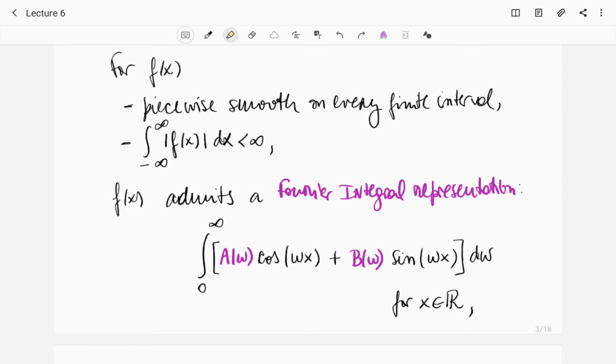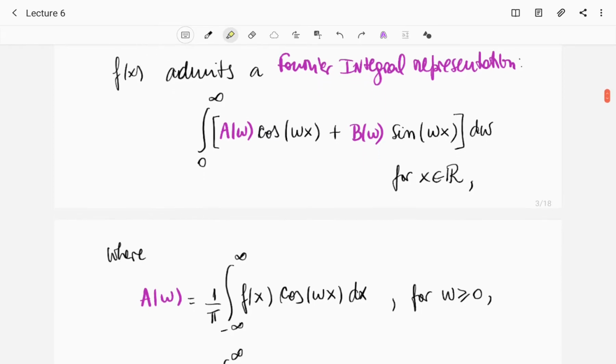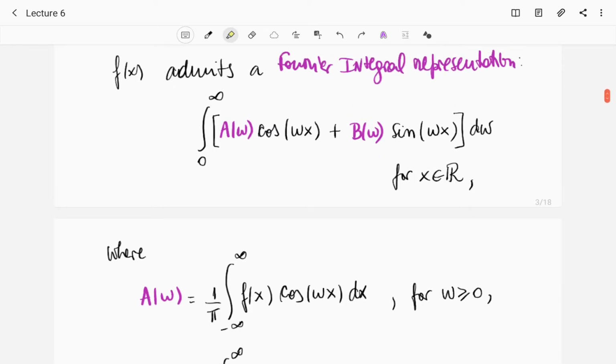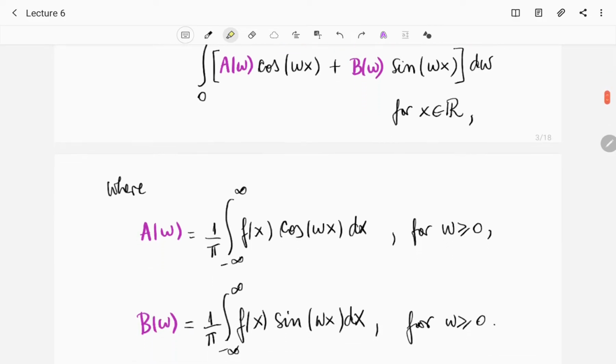We are not going to give a lot of details because it won't be important for you to know how we deduce the Fourier integral representation from the series one, but just to have an idea, we can talk a little bit about it. Okay, so this function a of omega, we can compute it as this integral, 1 over pi, and the integral between minus infinity and infinity of f of x cosine of omega x.